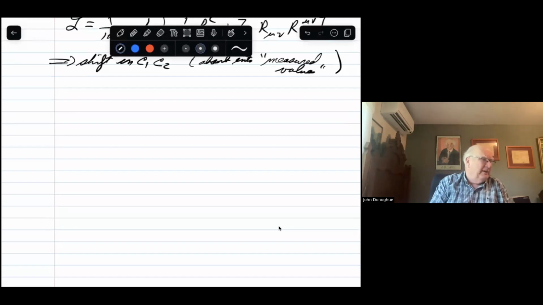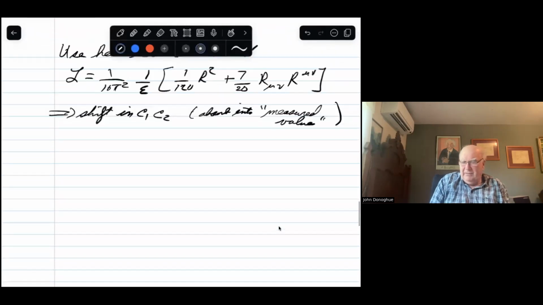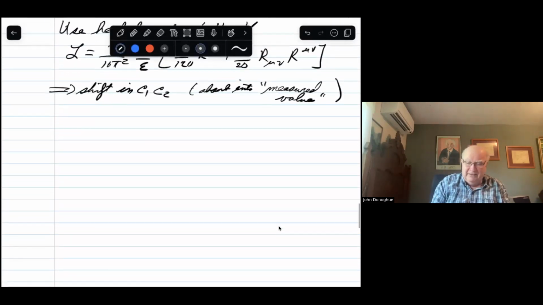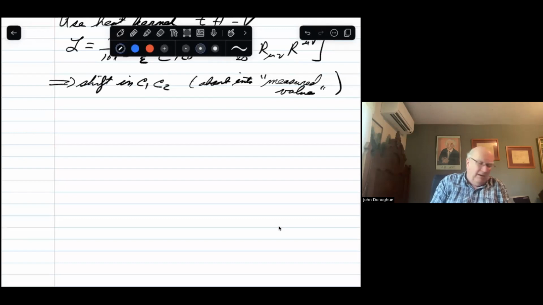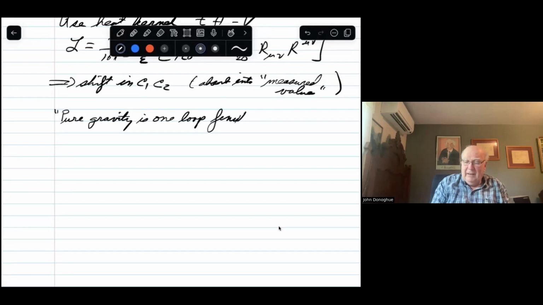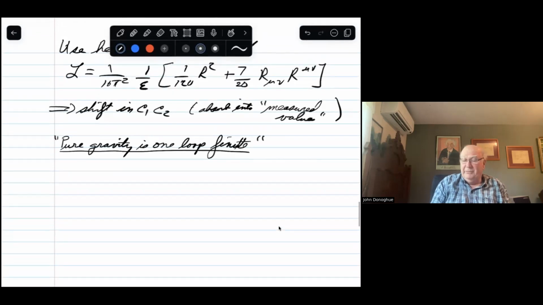Some comments about this result. So we've renormalized it. We're essentially done, but comments. This result is often said to mean that pure gravity is one-loop renormalizable, one-loop finite. Okay, so that's often a comment made of this. And it doesn't look that way. There's the 1 over epsilon, and there's the divergences.